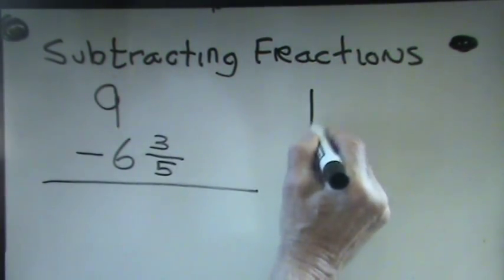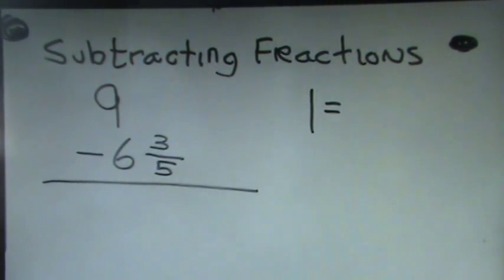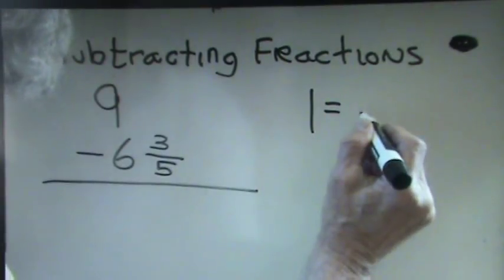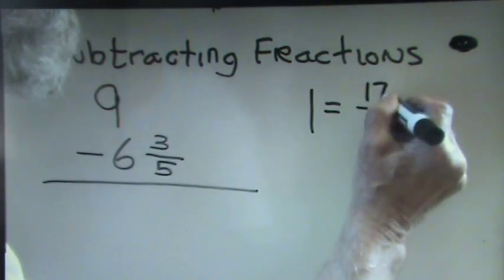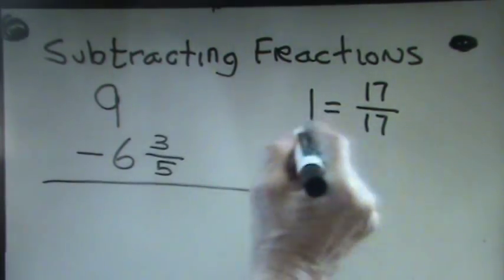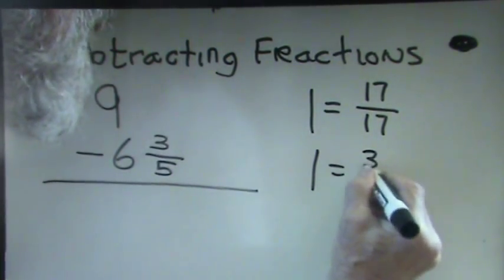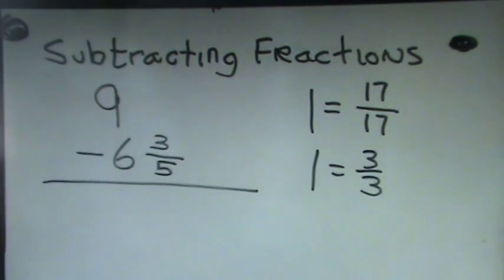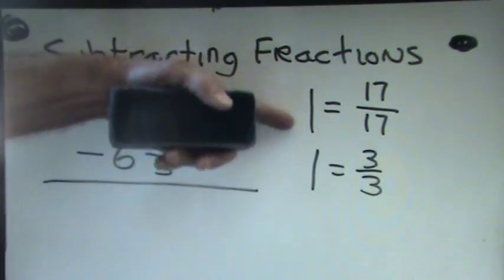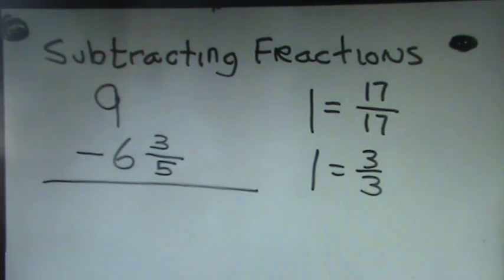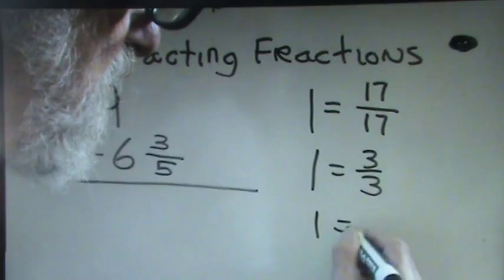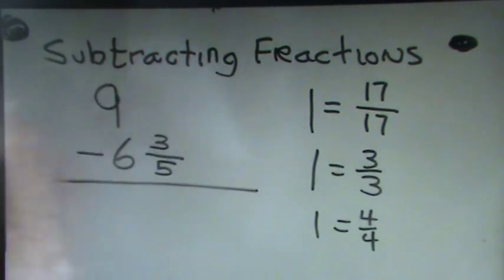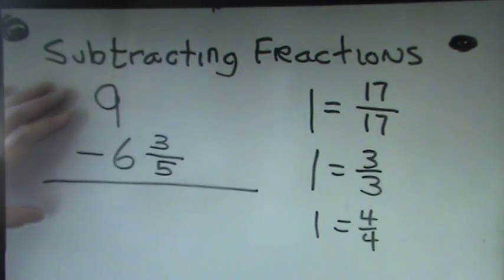I can take 1, the whole number 1, and I can change it into a fraction with any denominator that I want. Like I could say 1 is equal to 17 over 17, which it is. I can say 1 is equal to 3 over 3. So I can change the number 1 into any fraction I want as long as the numerator and the denominator are the same number. Now that is an important skill in learning to subtract fractions like this, and I'll show you why.